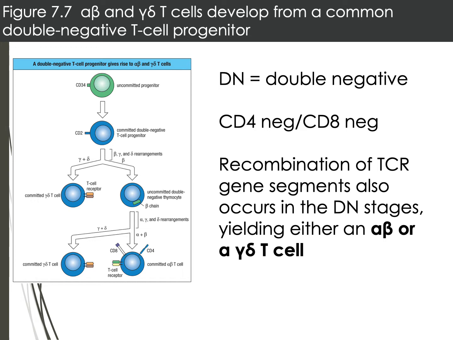And one of the terms you'll see here is double negative. Sometimes that's abbreviated DN. So if you see DN, think double negative. And what they're referring to is that it's negative for CD4 and CD8. So there are going to be times where the T cell during its development is referred to as double negative, double positive, and single positive. Again, we'll talk about that a little bit later. But it's during that double negative stage that the recombination events for the T cell receptor occur.